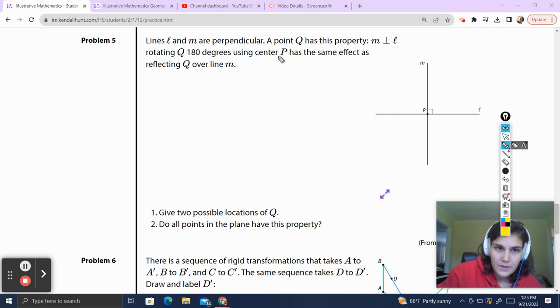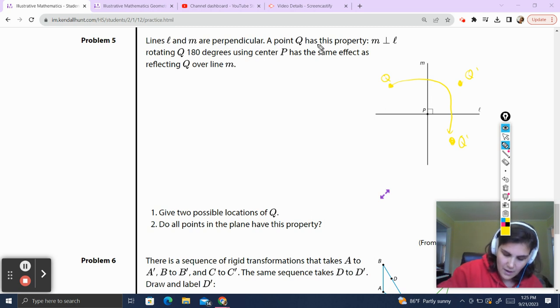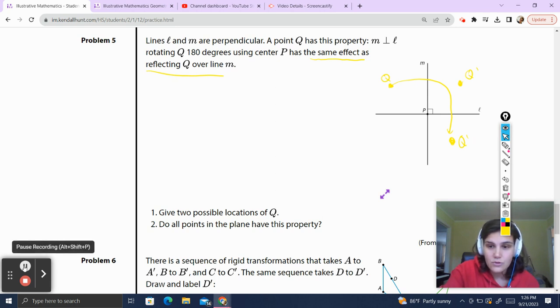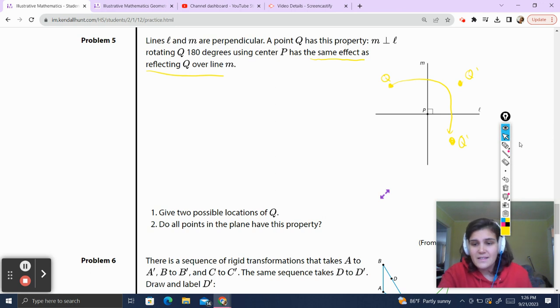We have a point Q. Oops, that's a way too big of a point. So say we've got Q over here. And if we reflected it over line M, Q prime would be over there. And if we rotate Q 180 degrees, Q is going to end up over there. But it says it has the same effect as reflecting Q over line M. So we need to figure out where Q lives so it has the same effect with the rotation of 180 degrees and the reflection. This is a tricky question.